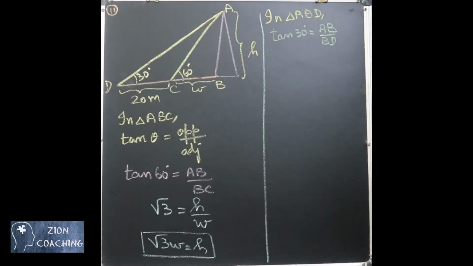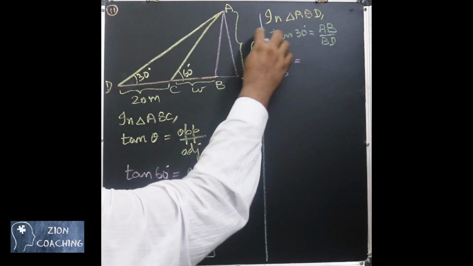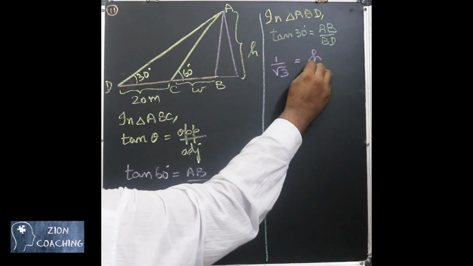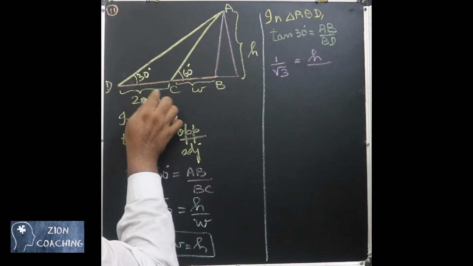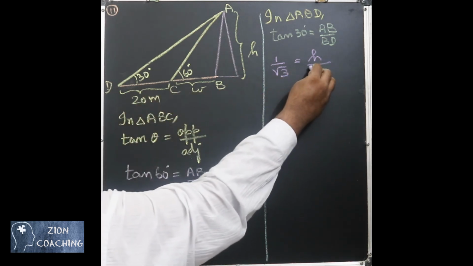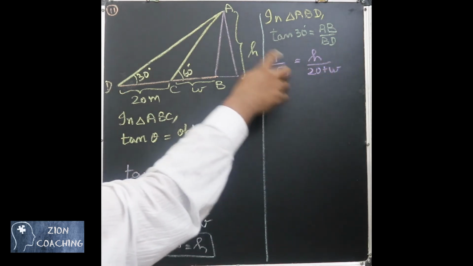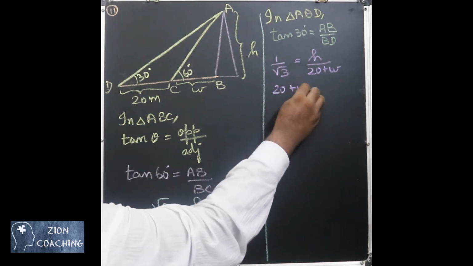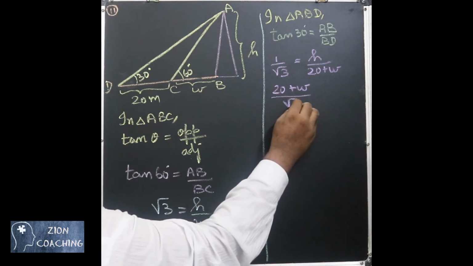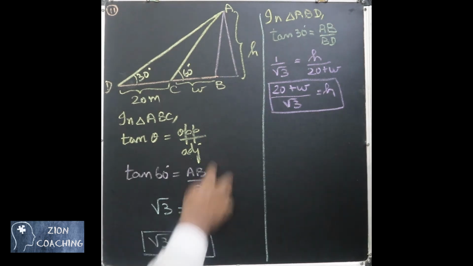Now the value of tan 30 degree is 1 by root 3. So we have 1 by root 3 equal to your AB value, that is H, by BD value. BD value is the total distance, that is this distance plus this distance, which is nothing but 20 plus W. Now taking this to that side, we will have (20 plus W) by root 3 equal to H.